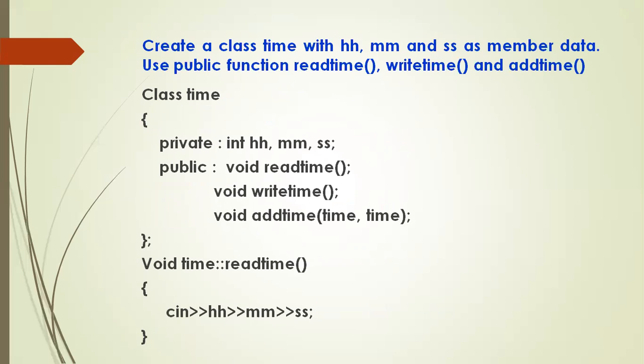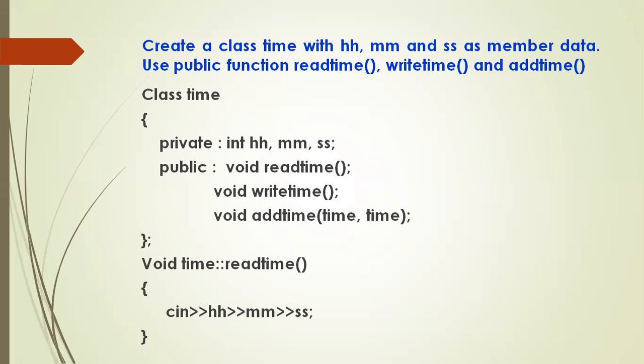In your high school, you have studied, given two times, the first time containing 4 hours, 22 minutes, 62 seconds. And a second time, in order to add the two times, what's the logic? First, you add the seconds part. If the seconds part is greater than 60, add 1 to the minute part. Add the minutes. If that is greater than 60, add 1 to the hour part. So that logic you already learned in your high school. Same thing, using it in the program. So class time, private, int HH, MM, SS. So HH, MM, SS are the member data of integer type.